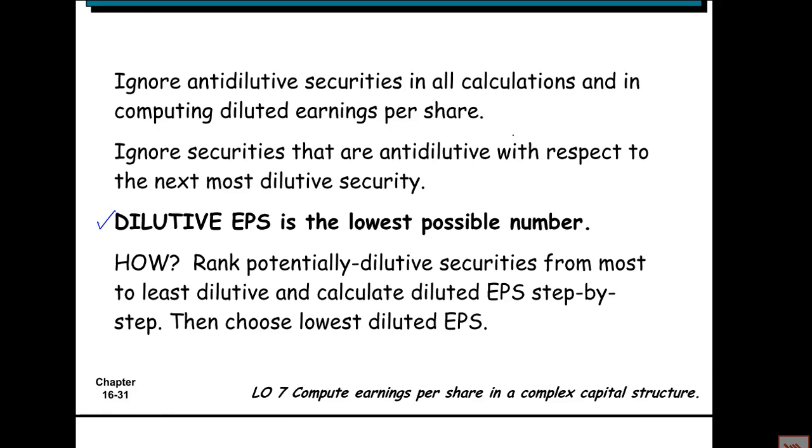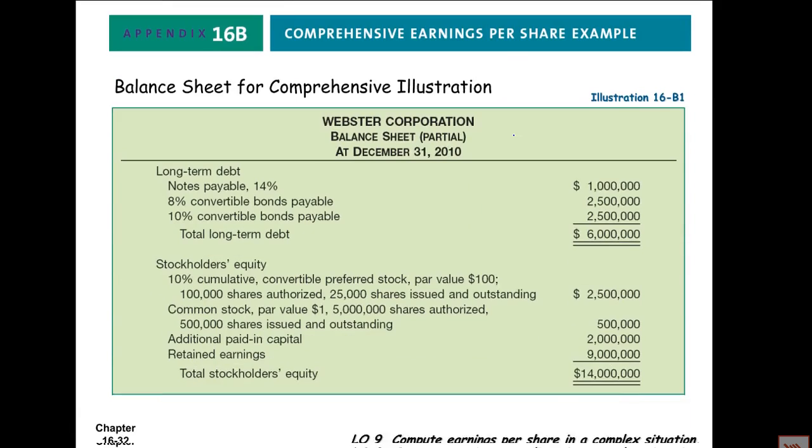This is right out of your appendix in your textbook. The one I'm using here may be a little dated, but the numbers haven't changed. They're giving us a balance sheet so we can look at it and identify where there are potentially dilutive securities. You have an 8% convertible bond, a 10% convertible bond, 10% cumulative convertible preferred. Those are some securities we have to look at.